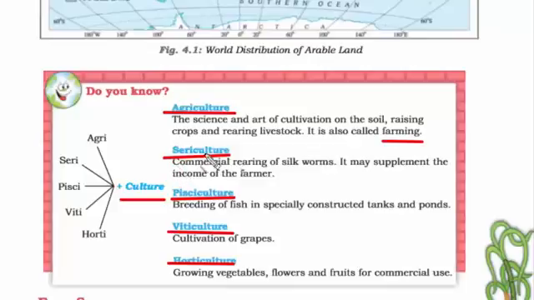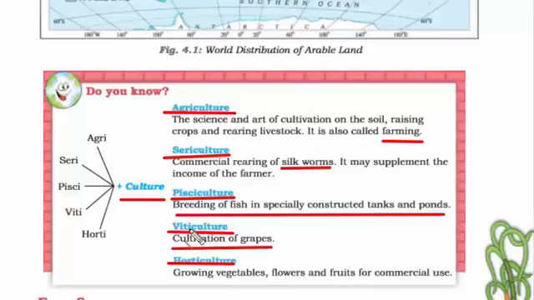And sericulture is, so with the word you can figure out seri, that means silkworm. So commercial rearing of silkworm. And then we have pisciculture. So pisci. If you see the Pisces horoscope, it is represented by a fish. Therefore it means breeding of fish in a tank or pond. This is called pisciculture. And then we have viticulture. So viti, you can remember grapes are grown in a vineyard, VINE. So V stands for grape. Just remember it that way, it will be easy to remember. And then we have horticulture.